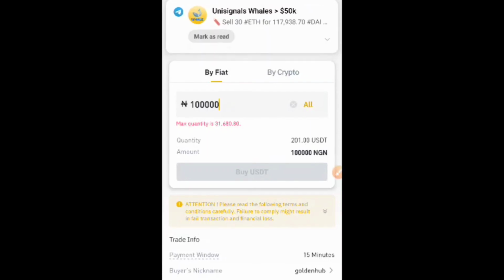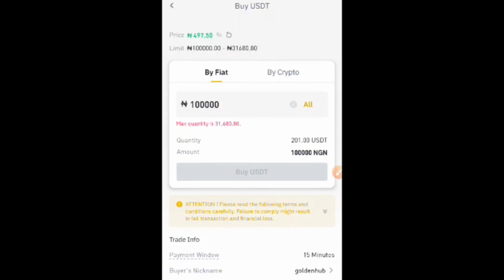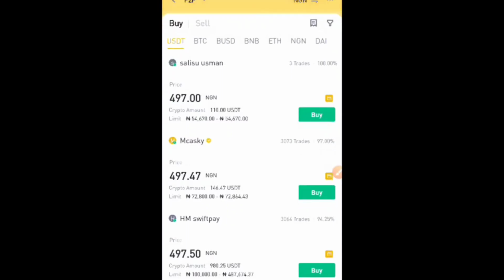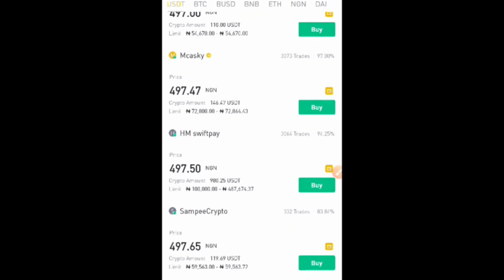You send to the person's account number, and then the person releases the crypto as soon as the person confirms payment on his own side. So be very careful. You cannot hold Binance accountable if you encounter any fraudulent person. So that is why you have to pay attention to number of trades, and you pay attention to success rates, so that you don't make any mistakes.